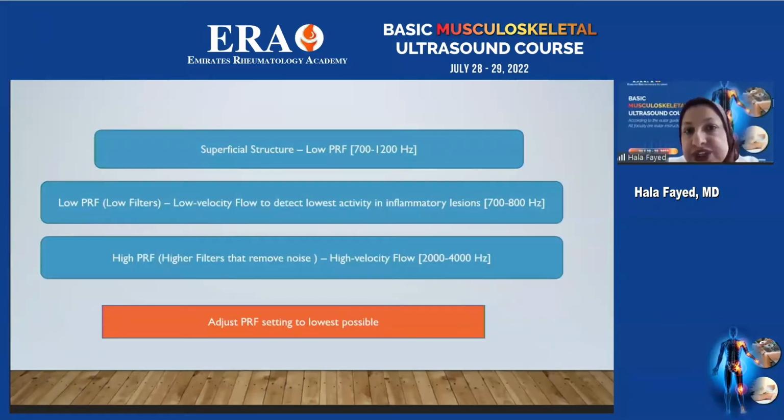For superficial structures, we use a low PRF, as low as 700. And for low velocity flow, we use again low PRF, as in inflammatory lesions. And for high velocity flow, we use high PRF. Note that you have to adjust the PRF setting to the lowest possible to see the signal.